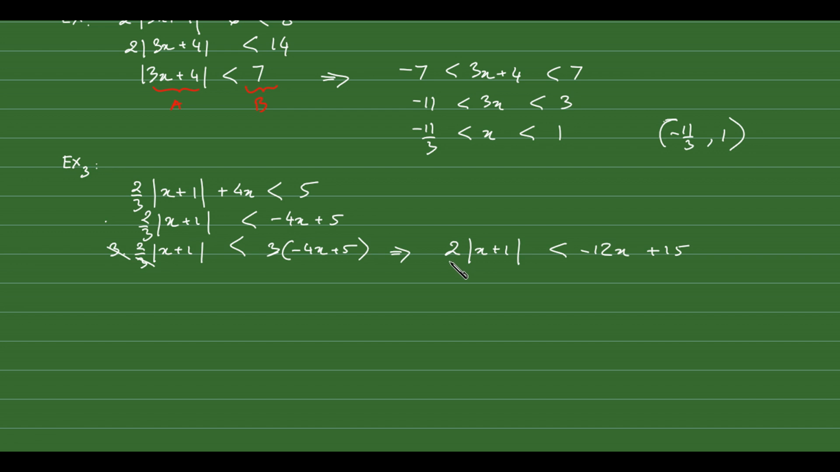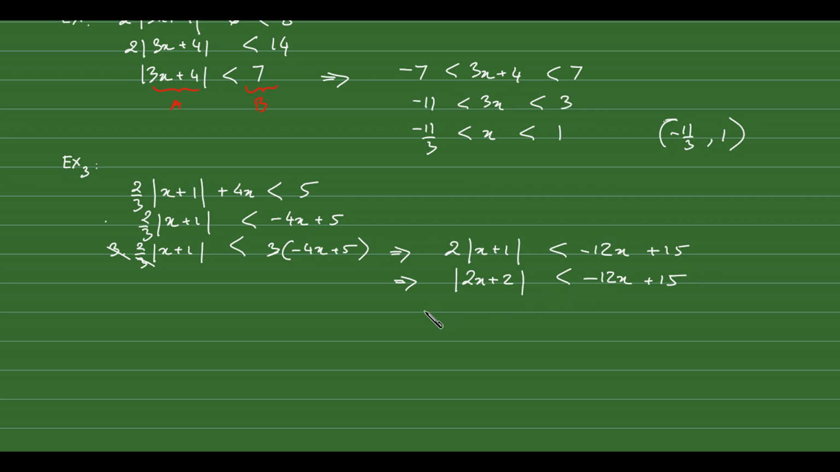Then there are two ways to get rid of the 2. You can put it into the absolute bar, or you can divide both sides by 2. I think I'm going to put everything into the absolute bar, so I'm going to put 2x plus 2. You can call it distribution. So basically you distribute in here, but it's not really distribution because we don't have distribution for absolute value. Okay, so negative 12x plus 15.